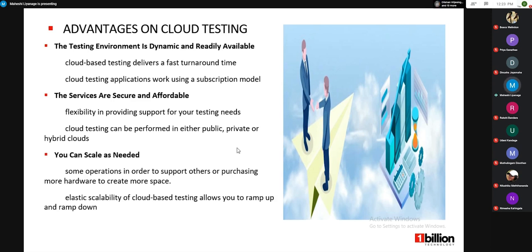Then we have that you can scale as needed. In a traditional testing environment, let's say we have to purchase more hardware to create more space. But in cloud testing, there is elastic scalability, and it allows us to ramp up and ramp down when our requirements change and project goals shift. So you don't need to worry about the size of the requirement.